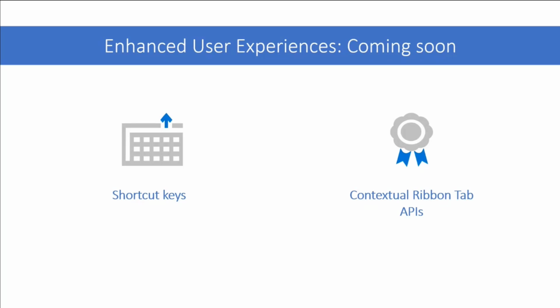And so what contextual ribbon tabs are is essentially, let's say you have a chart inside of PowerPoint or Excel or a picture, and you click on that picture, a new tab pops up with additional options. And so these contextual ribbon tab APIs really allow you to declaratively create new ribbon tabs based off of either what the user's context is or what they were selecting.